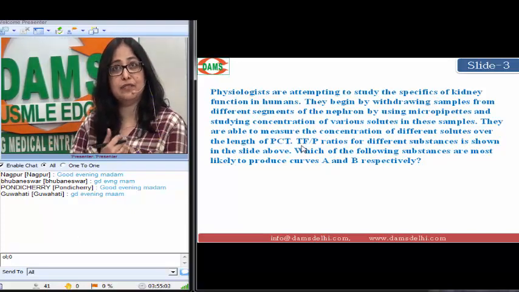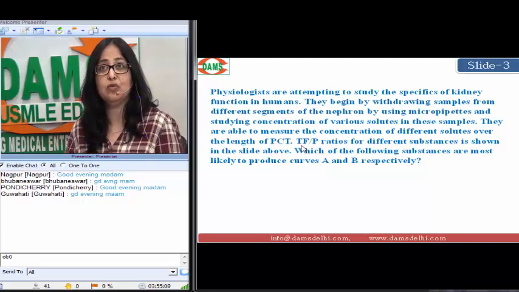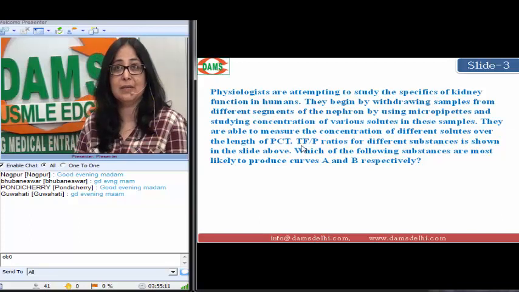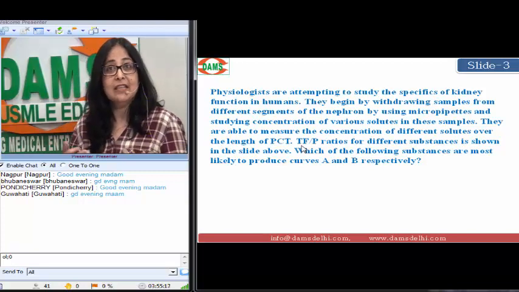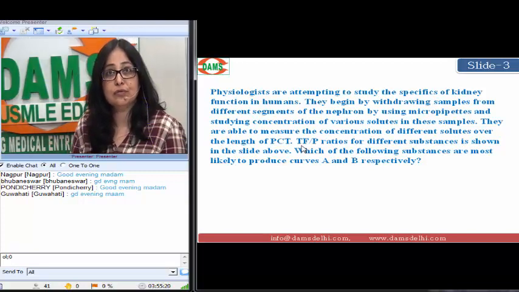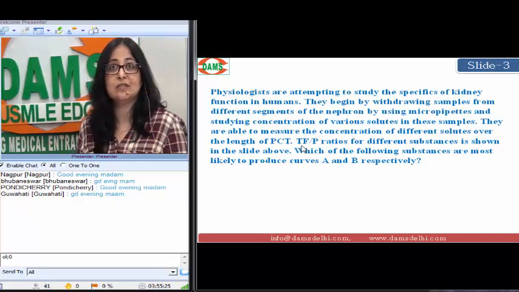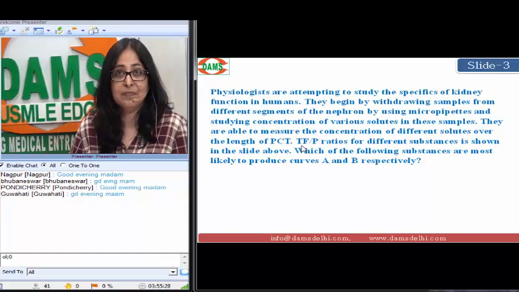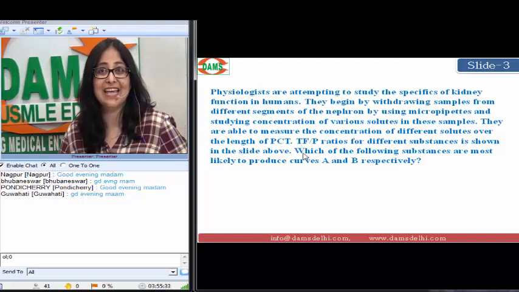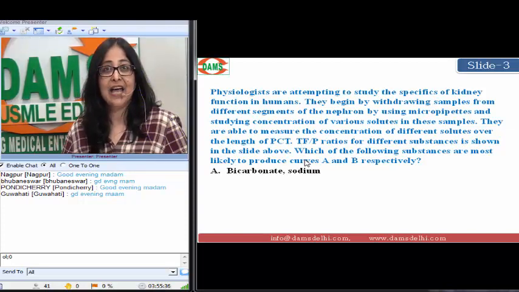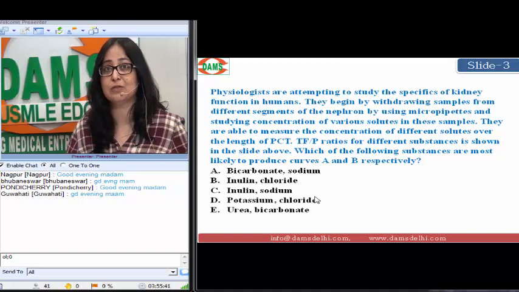Read the question carefully. Physiologists are attempting to study the specifics of kidney function in humans. They begin by withdrawing samples from different segments of the nephron by using micropipettes and studying the concentration of various solutes in these samples. They are able to measure the concentration of different solutes over the length of the PCT, the tubular fluid by plasma ratio for different substances shown in the slide above. Which of the following substances are most likely to produce curves A and B respectively? And here are your options. You are given 5 options here, each a combination of 2 substances.